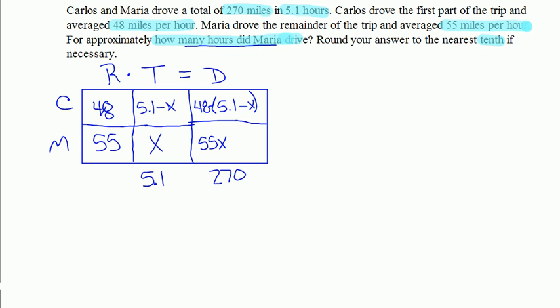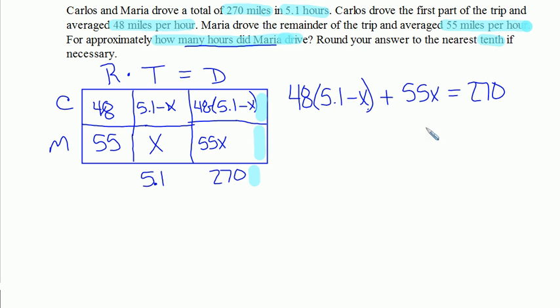Now it should work out that the distance that Carlos drove plus the distance that Maria drove should equal the total distance, because they're the only two that drove and they drove the entire way. So let's set up an equation that states that. Let's take Carlos's distance, which is 48 times 5.1 minus x. That's Carlos's distance, and we'll add to that Maria's distance, which is 55x. That needs to equal a total distance of 270 miles. We have our equation, now we just need to solve.